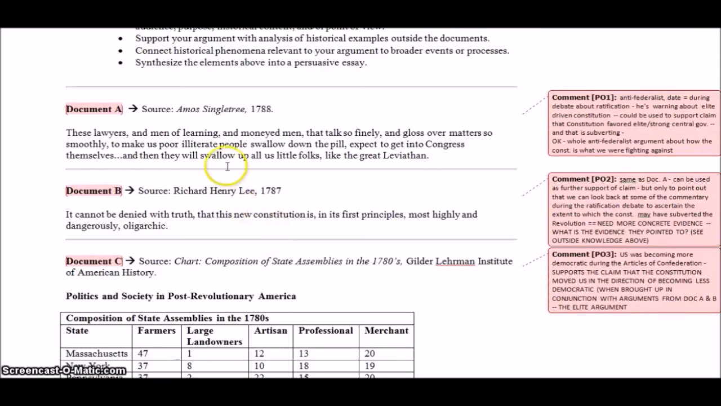So document A, we have Amos Singletary, 1788. Now, most of us in the world have never heard of Amos Singletary. So we know nothing about him right off the bat. You know what? You're not supposed to. If you are a junior in high school and you know who Amos Singletary was, you probably should be more advanced into college years. But you're not supposed to. So the important thing is the date here.